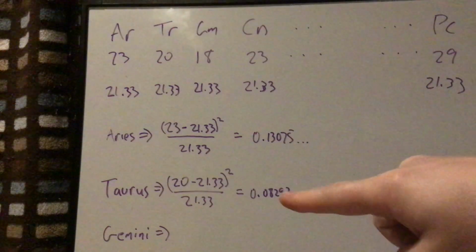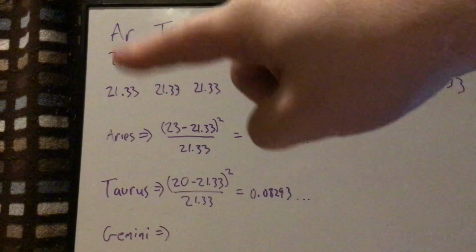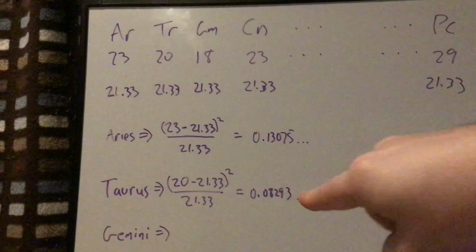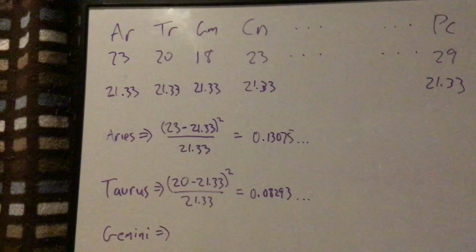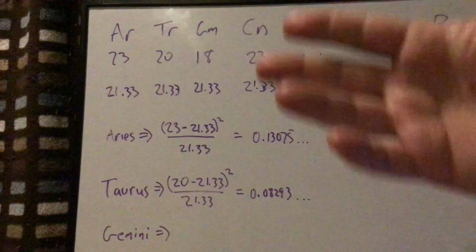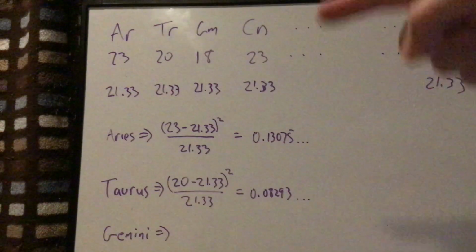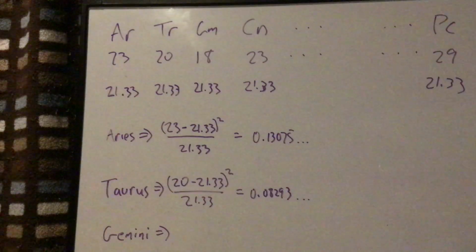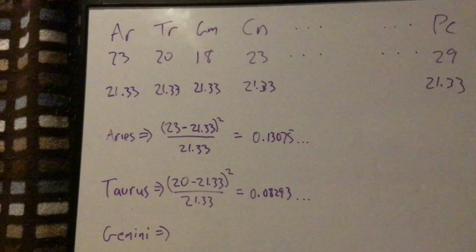The Taurus deviance number is a little less because 20 is closer to the expected value than 23 is. It's on the other side, but once again, it won't come out negative due to that squared. So the deviance for Taurus is small. It's 0.08293. Then I would do it for Gemini, and I didn't do it because I don't feel like doing it over and over again because the calculator will do it for me. So Gemini, you would do this. Cancer, you would do this. Leo, you'd do it, and you'd do it all the way until you got up to Pisces. Once you got up to Pisces, you'd be like, okay, I don't need to do this anymore.